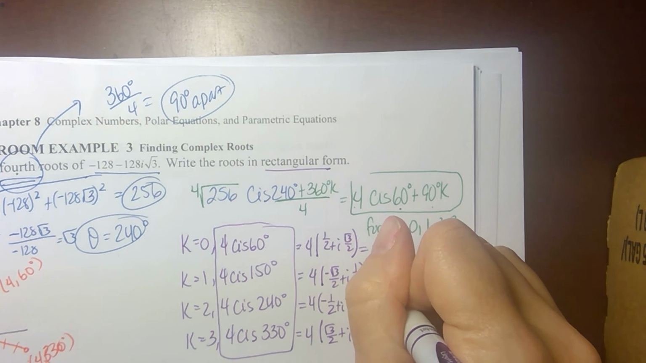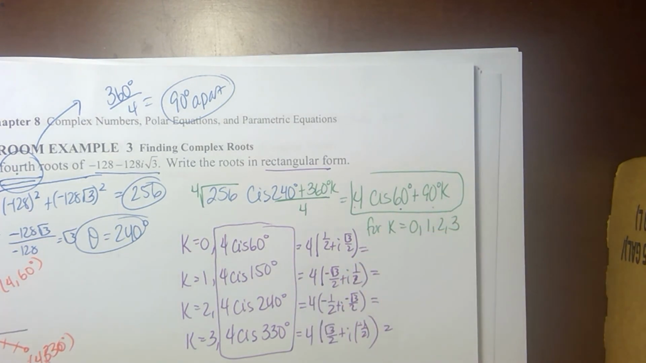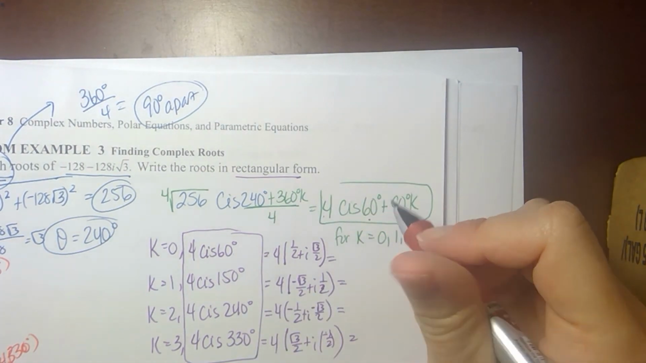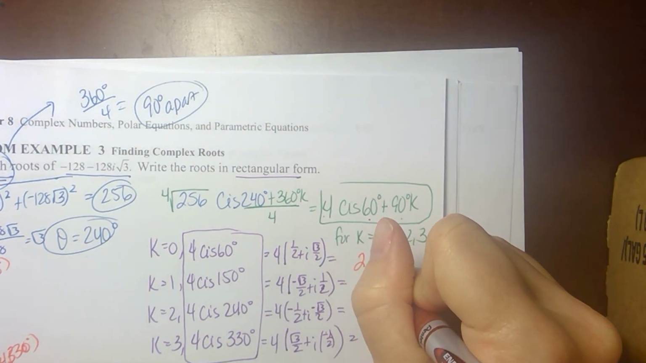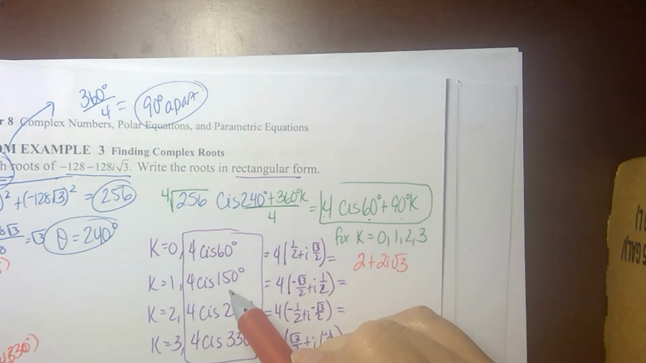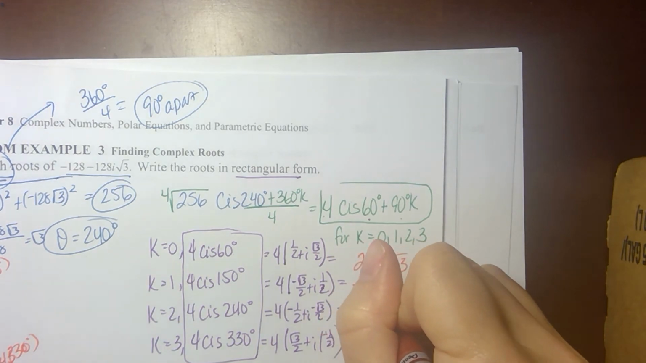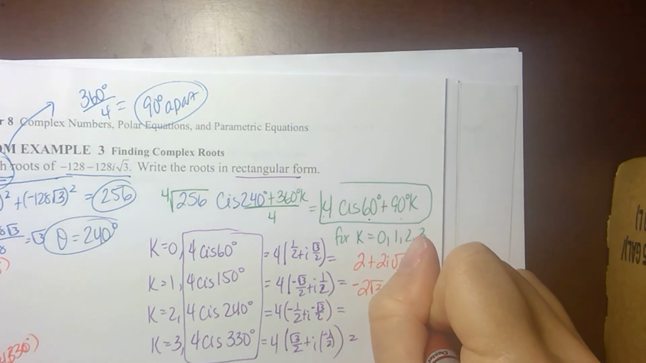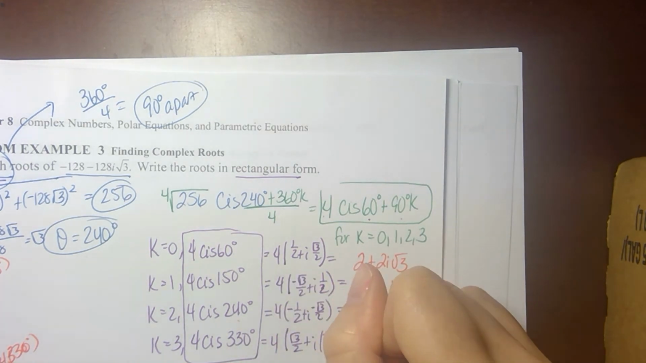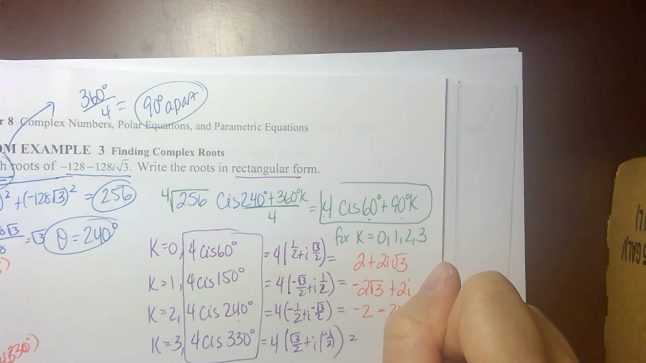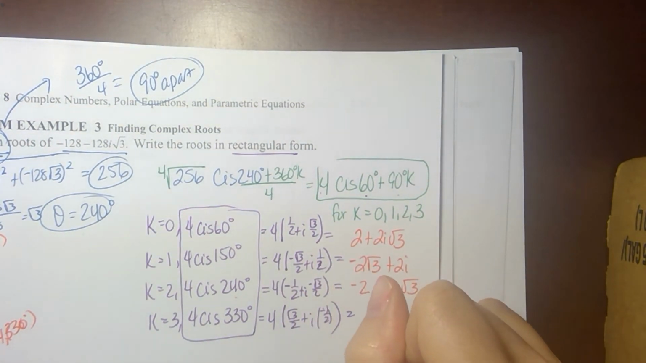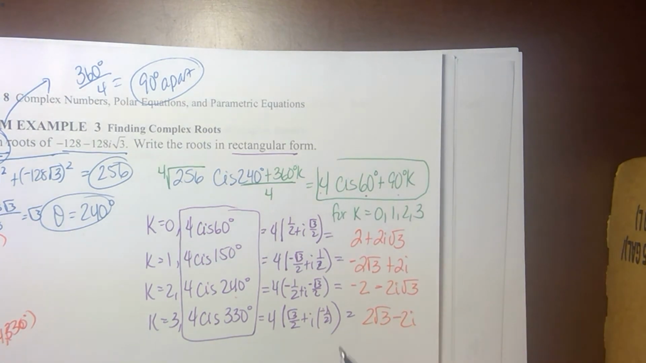But you are either remembering what they are for these special angles or you're referencing your unit circle. And then I simplify by distributing the 4 so that I get these values in rectangular form, which is what I was asked for. This first one comes out to be 2 plus 2i square root 3. The second root at 150 degrees in rectangular form is negative 2 square root 3 plus 2i. The third root at 240 degrees is negative 2 minus 2i square root 3. And then my fourth root at 330 degrees is 2 square root 3 minus 2i.